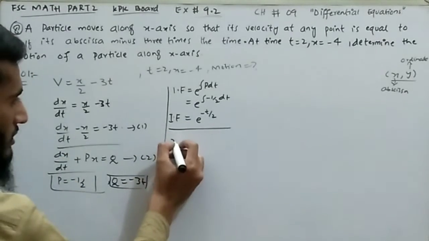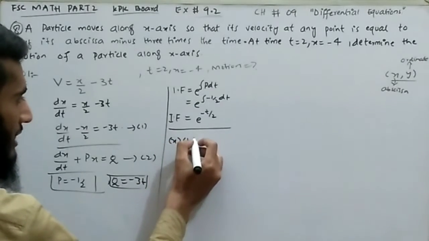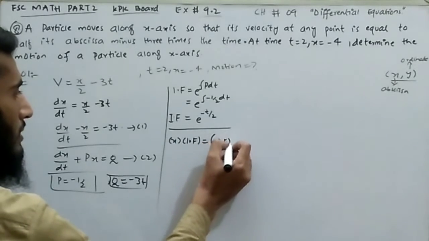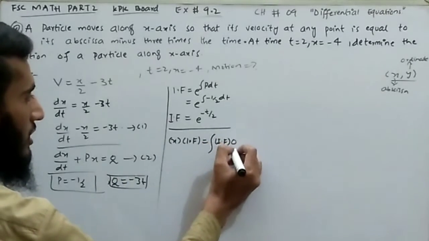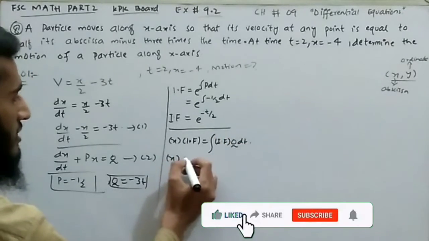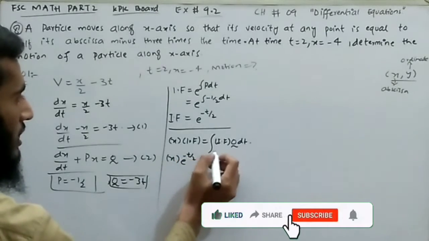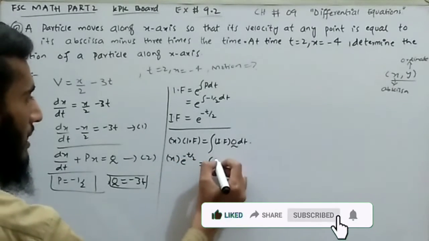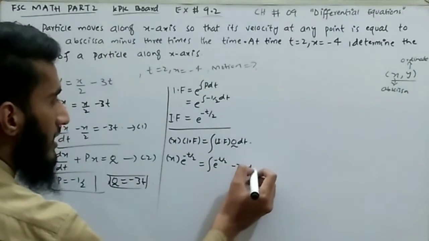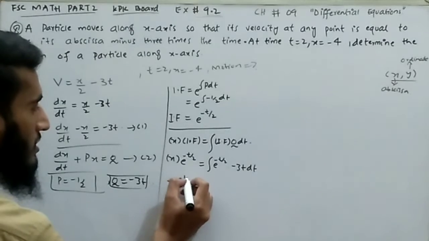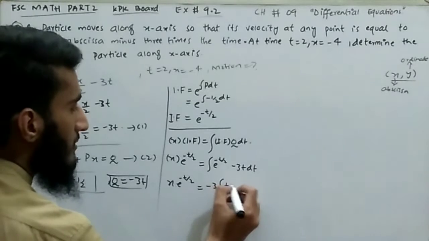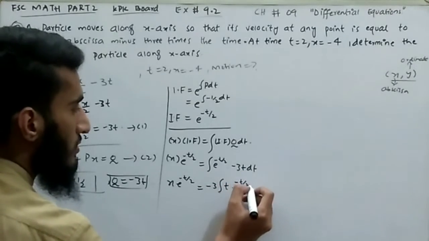Multiplying x with the integrating factor on the left hand side, this will be equal to the integral of integrating factor multiply right hand side, which is actually q into dt. Now over here x comes down as it is. Integrating factor is e power minus t by 2 into q. Q is minus 3t, so it becomes minus 3t dt. Further it becomes x e power minus t by 2. Minus 3 is a constant, we will write it outside of the integral. Inside we are left with t into e power minus t by 2 into dt.